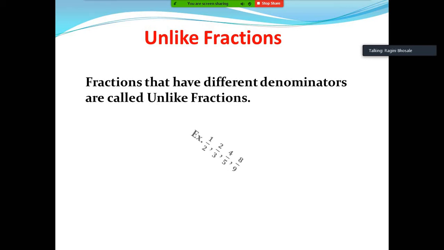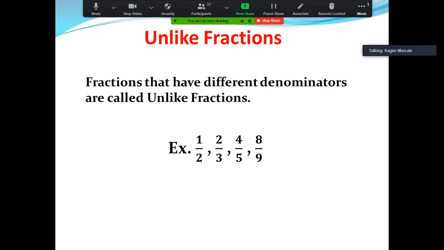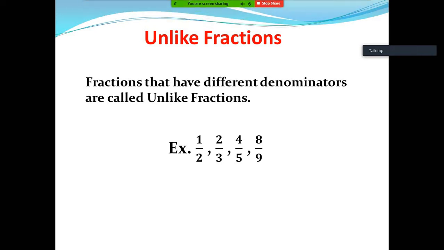For example, 1 upon 2, 2 upon 3, 4 upon 5, 8 upon 9. See, in every one of these fractions, there are different denominators. In the first one, we have 2. In the second fraction, 2 upon 3, we have 3 as the denominator. In the third fraction, 4 upon 5, we have 5 as the denominator. That means every fraction has a different denominator, so all these fractions are called unlike fractions.